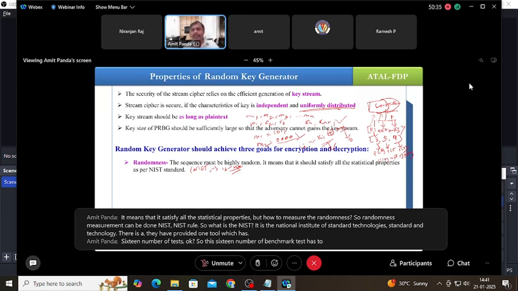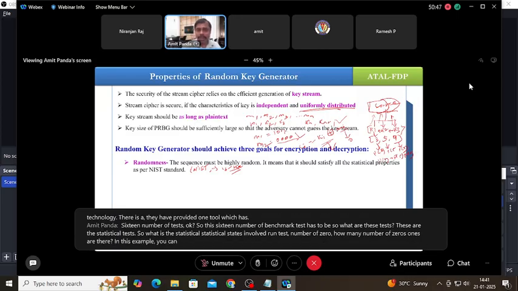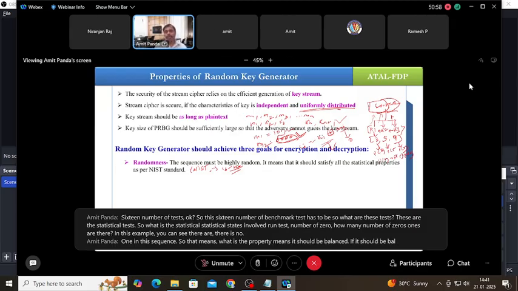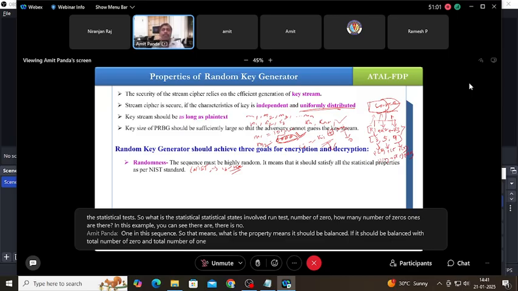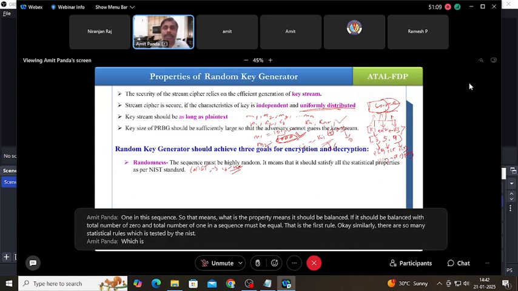So what are these tests? These are the statistical tests. So what are the statistical tests involved? Run test, number of zeros, how many zeros and ones are there. In this example, you can see there is no one in this sequence. So what is the property? It should be balanced. If it should be balanced, it means the total number of 0s and the total number of 1s in a sequence must be equal. That is the first rule. Similarly, there are so many statistical rules which are standardized by the NIST. So you have to test your random number generator with this NIST test tool.